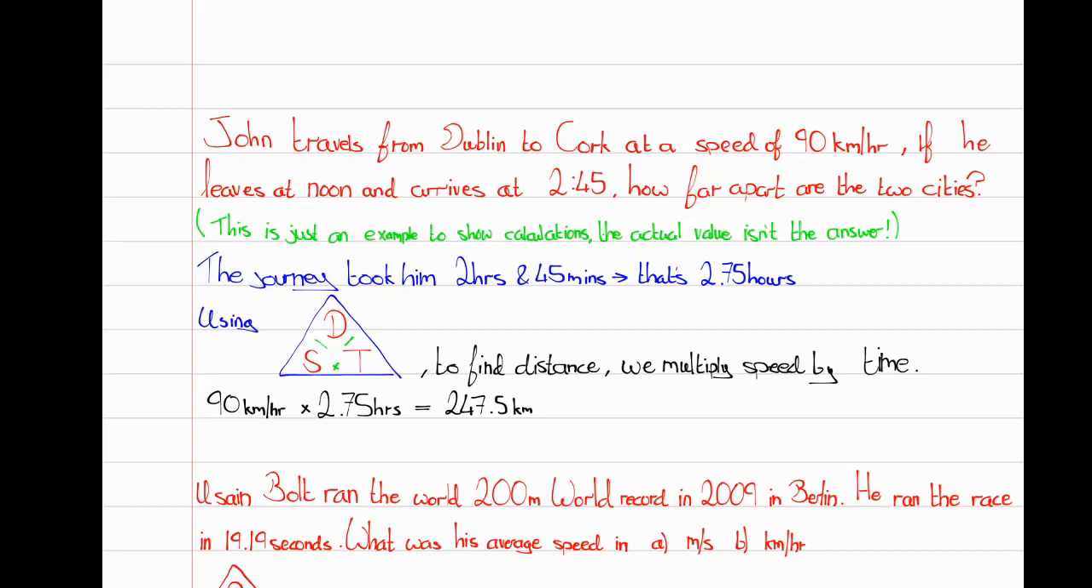If we convert this to a decimal, 45 minutes out of 60 is going to give you 0.75. So that's how we get that 2 hours 45 minutes is 2.75 hours. Then we can use our DST triangle. To find distance, we multiply speed by time. So we multiply 90 kilometers per hour by 2.75, and we get 247.5 kilometers.